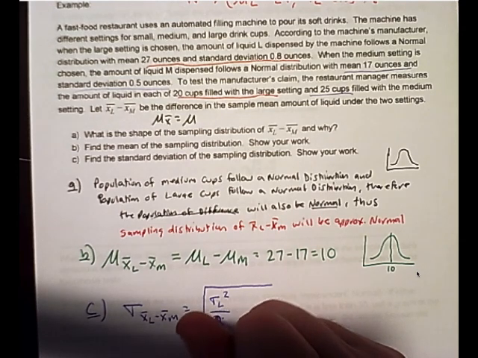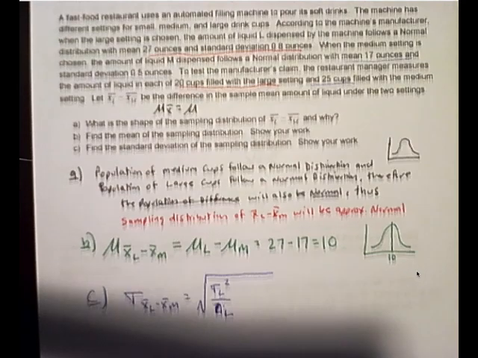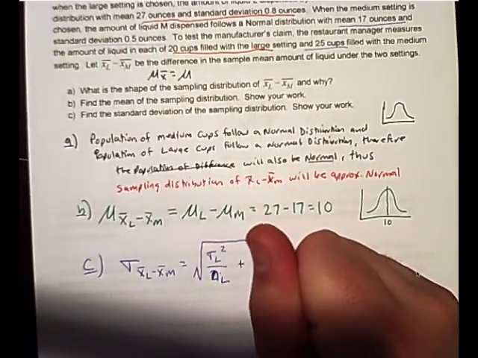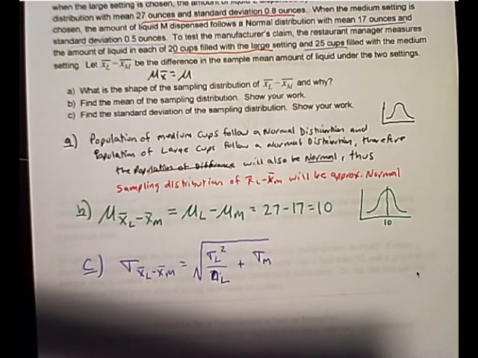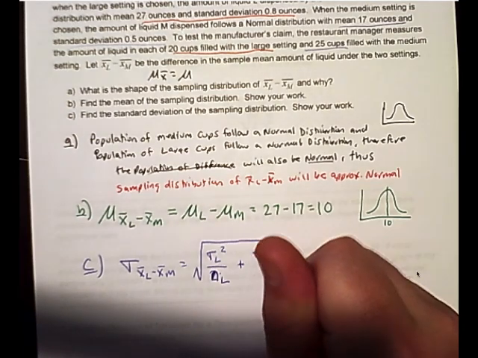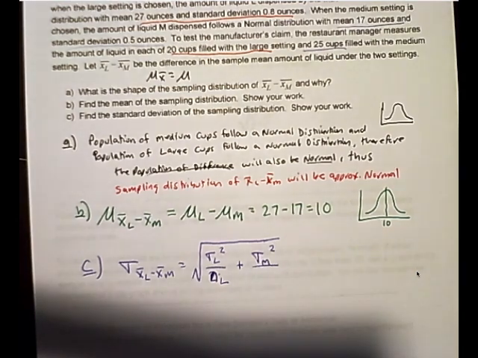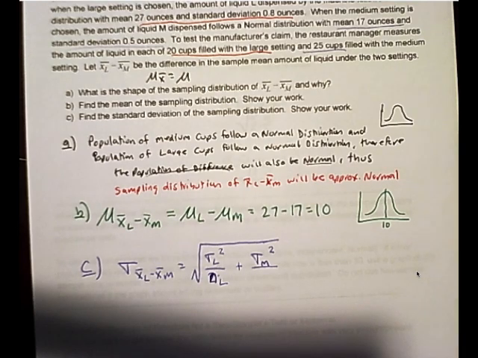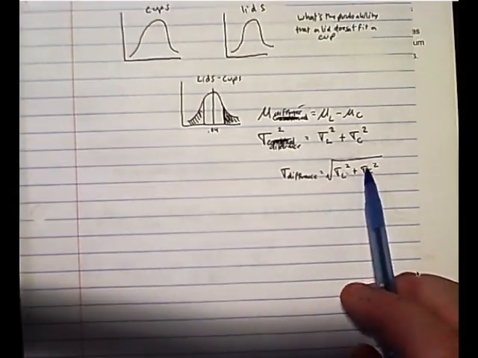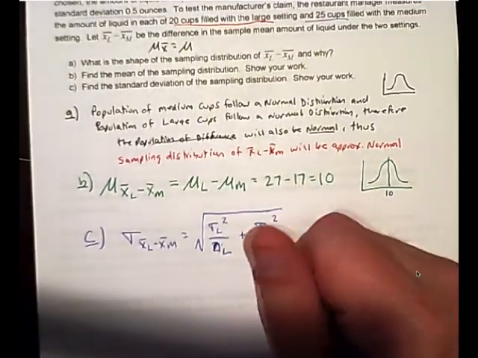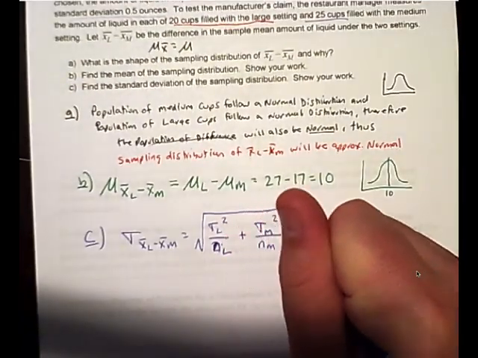Well, let me just write it like this: the sample size for the large cups first, plus the standard deviation of the medium cup squared. Again, that means variance. If you think about why you have to square these things, it's the same reason we had to square them here, because you can only add variances, over the sample size of the medium cups.